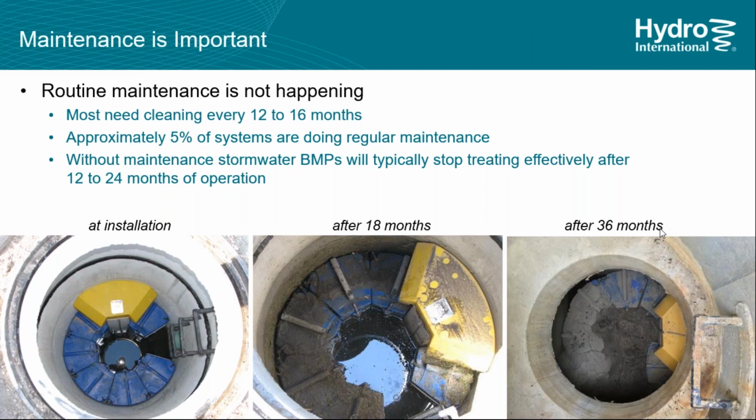We have found that only 5% of filters that are installed in the US are properly maintained, regularly maintained. Typically, you get a phone call when water's coming out the manhole or backing something up on site, but it's not until that point, which is after the 12 months when inspections are suggested. And the pictures down below show you a 4-foot round Up-Flo filter at install, after 18 months and after 36 months.